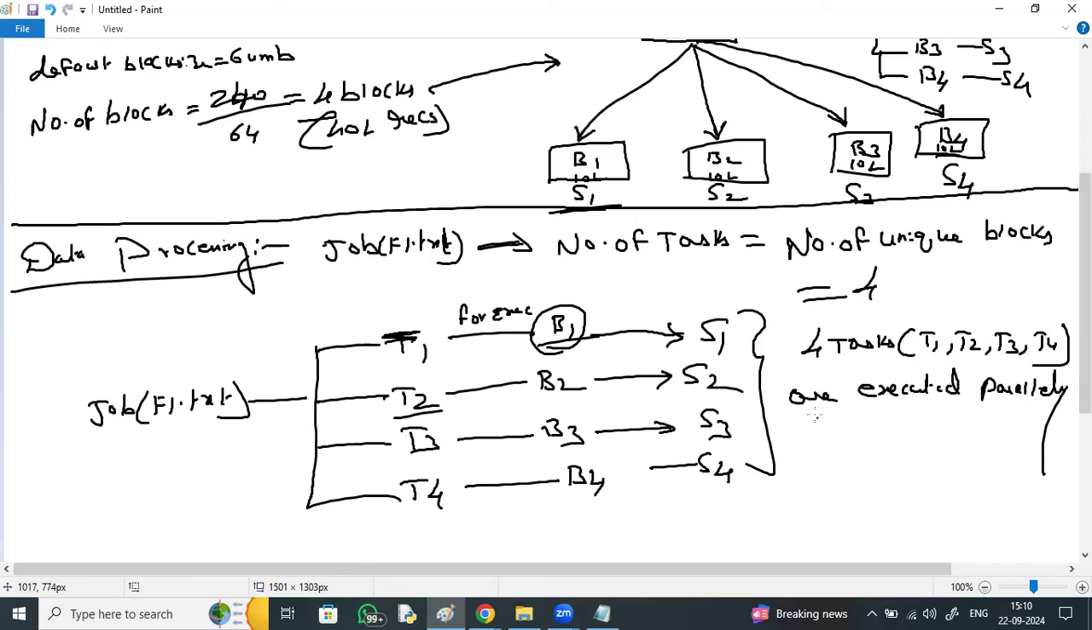4 tasks are executed parallelly by 4 slaves. None of the tasks is in the waiting state, right? All are executed parallelly. So that's why you are going to see very high speed here. High speed, full parallelism we can see. Observe this case too, right?